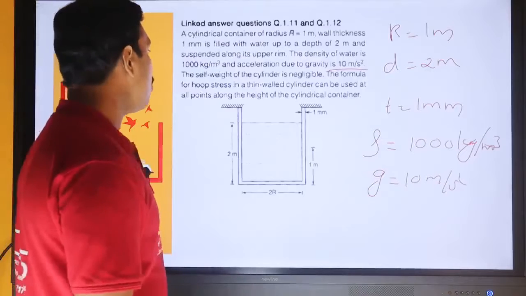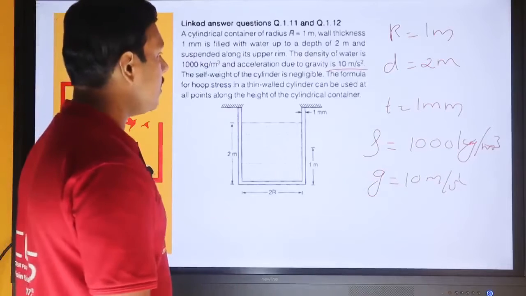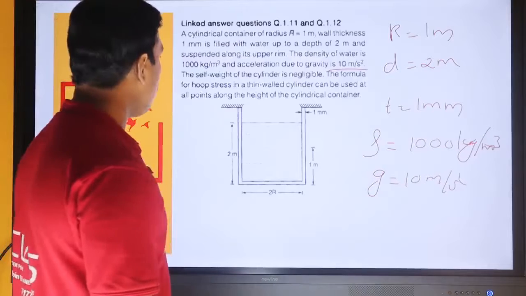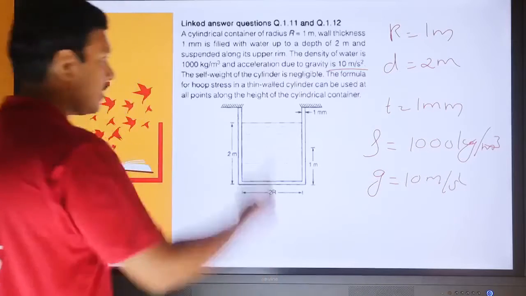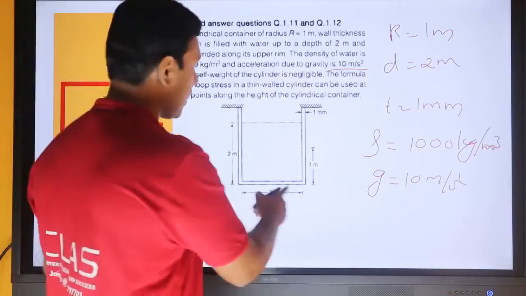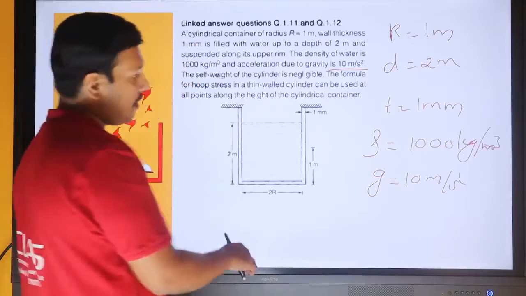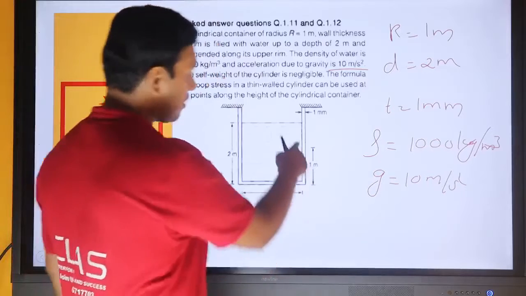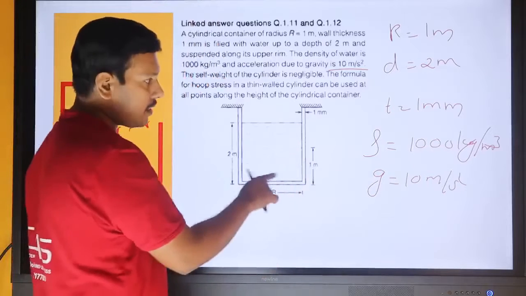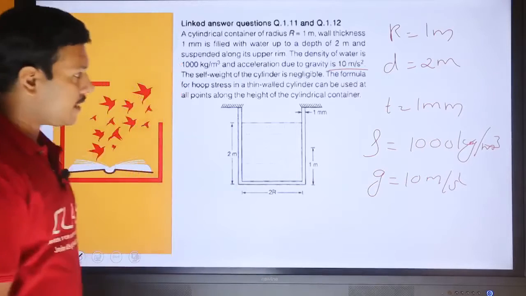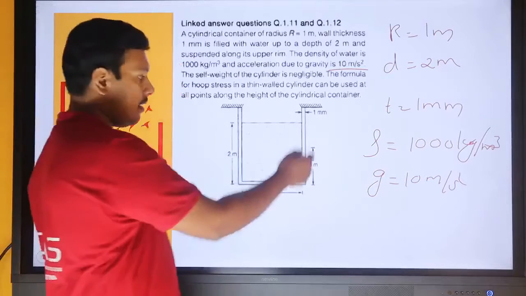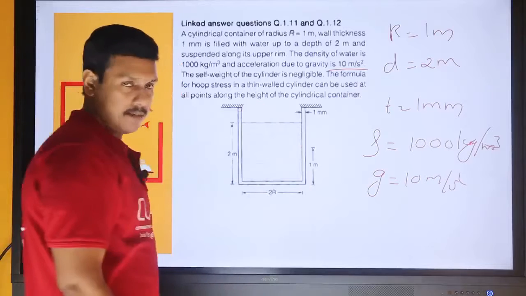The formula of hoop stress in a thin-walled cylinder can be used at all points along the height of the cylindrical container. These are the values given. The radius of this container is given, and thickness is 1 mm. Density of water is 1000 kilogram per meter cube, and acceleration due to gravity is given. This is the container. Water is filled up to 2 meter.